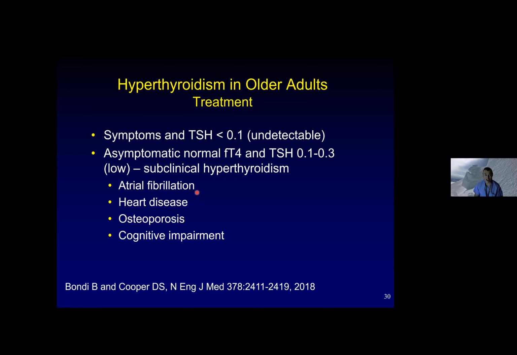If a patient is symptomatic and the TSH is below 0.1, then treatment is probably warranted. Patients that are asymptomatic and have a normal free T4 and a TSH that is low, but not very low, somewhere in the 0.1 to 0.3 range, is what we call subclinical hyperthyroidism. And treatment will be warranted if the patient has, for instance, atrial fibrillation, because we know that it can be worsened by thyroid disease, heart disease in general, osteoporosis, which is also a complication of hyperthyroidism, or cognitive impairment.